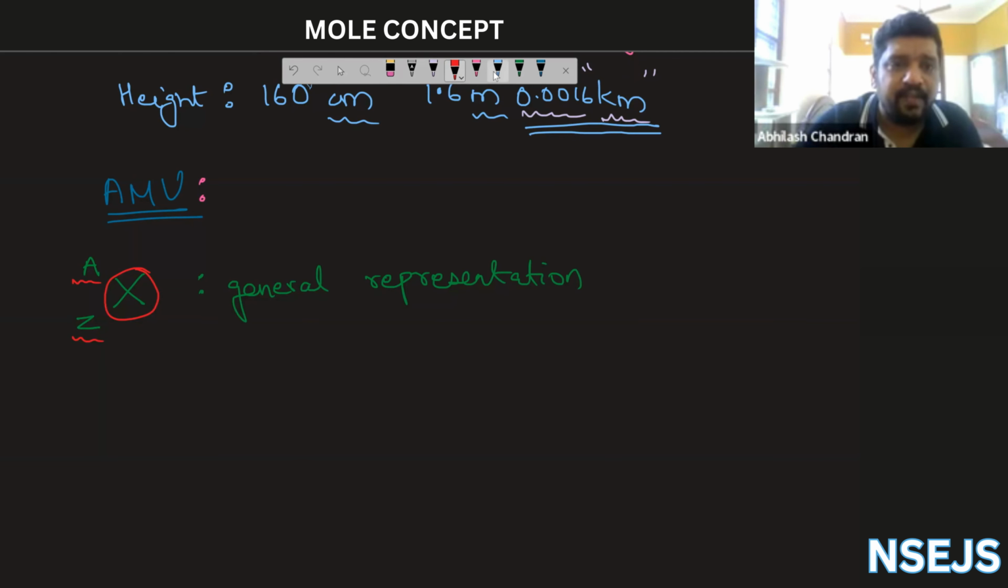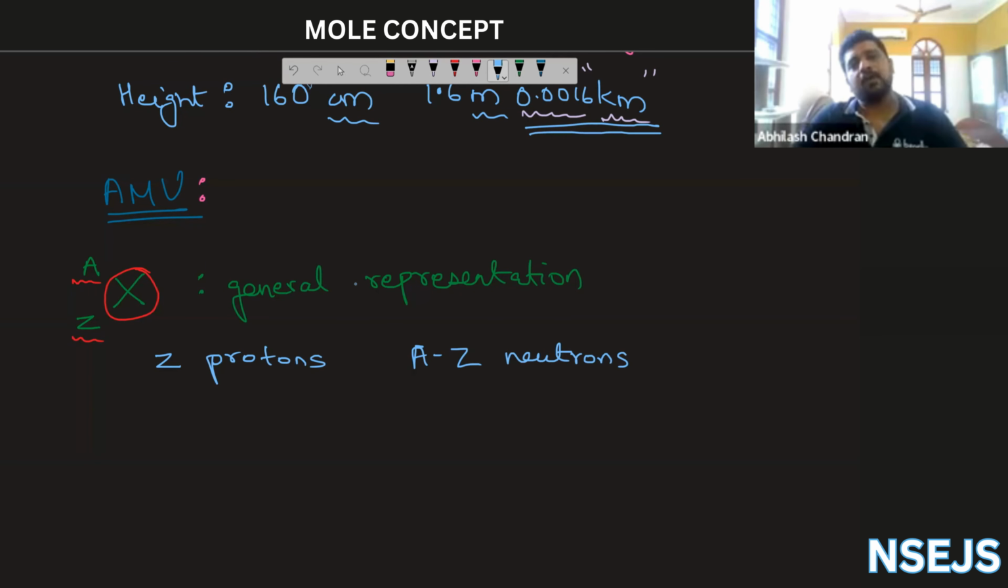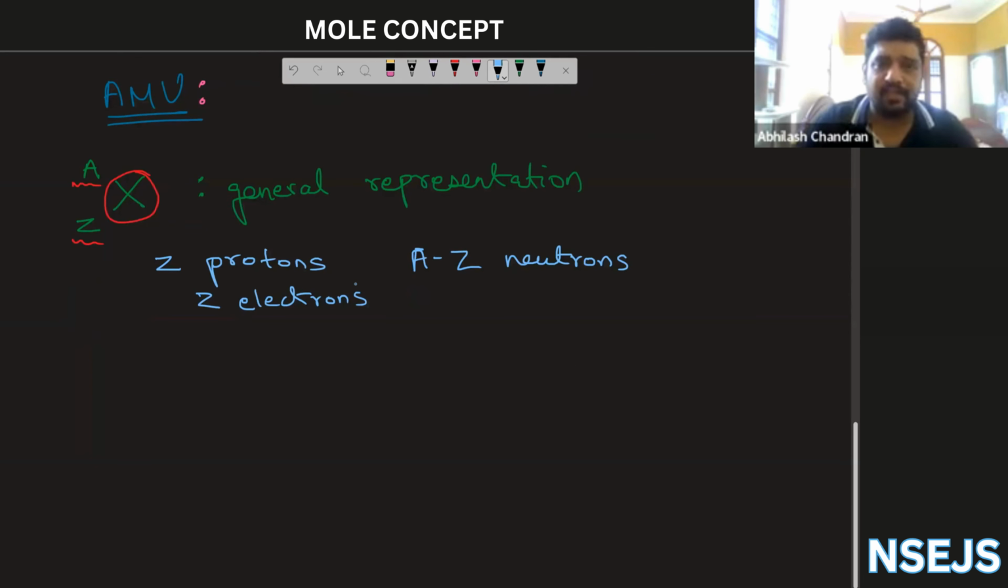So what does this mean? Here we have Z protons and A minus Z neutrons. A is the mass number, which is neutrons plus protons. So A minus Z is going to give me the number of neutrons. And of course, if there are Z protons and you're speaking about a neutral atom, there will also be Z electrons.